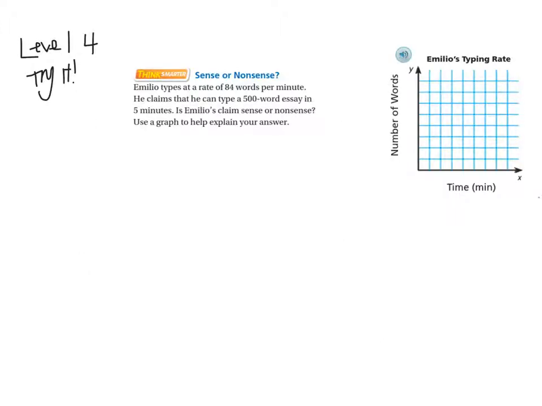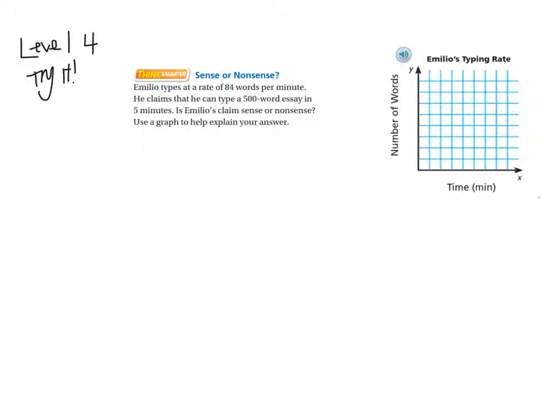Here's your level 4 try it. Emilio types at a rate of 84 words per minute. He claims, meaning he says he can type a 500-word essay in just 5 minutes. Is Emilio's claim sense or nonsense? Is it true or false? Use a graph to help explain your answer. So here I put a graph. So go ahead and tell me, can he really type a 500-word essay in just 5 minutes if he can type 84 words per minute? And then you need to explain your answer. Go ahead and try it on your own.